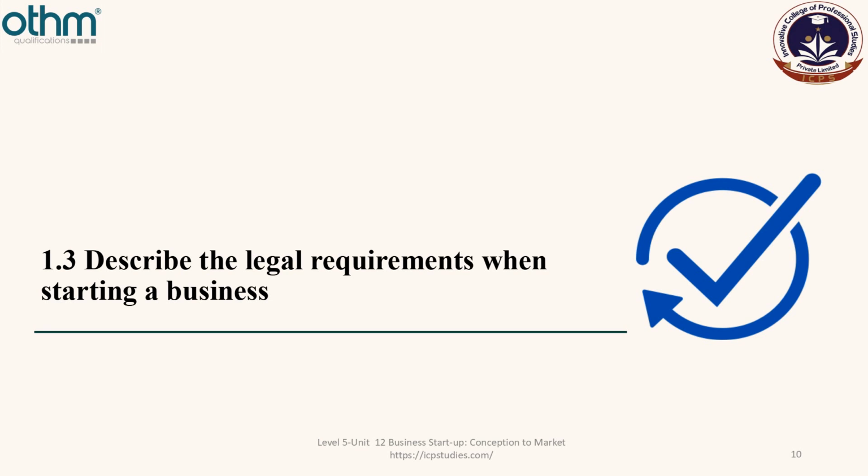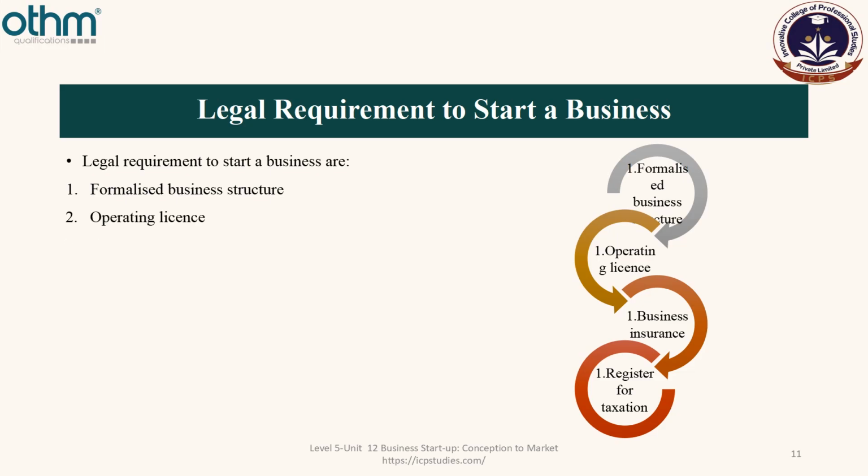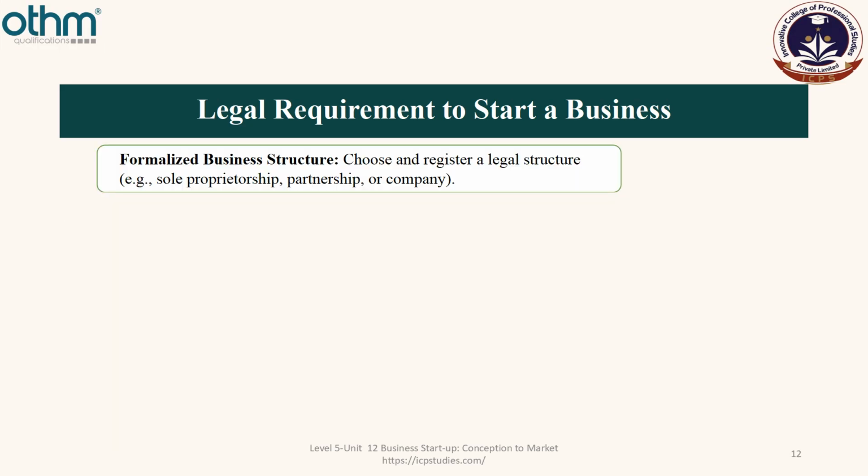Now we have the third assessment criteria, in which we describe the legal requirements when starting the business. So we have different legal requirements. The first one is formalized business structure. Then we have operating license. Then we have business insurance, and at last we have register for taxation. Now we will discuss this one by one.